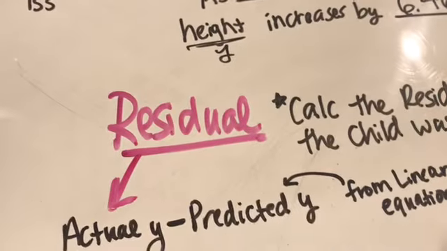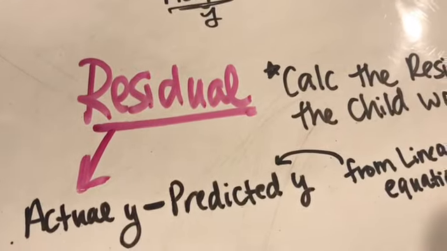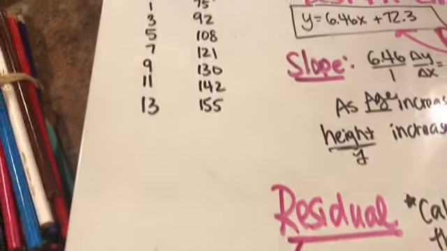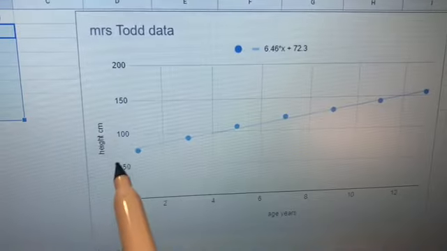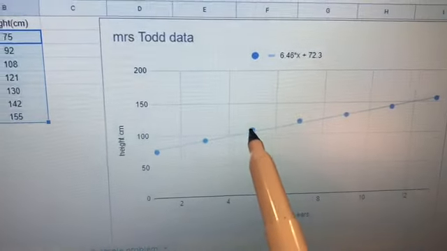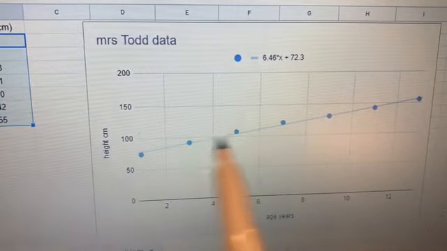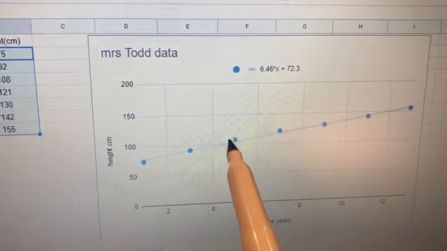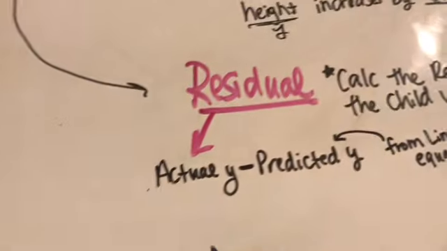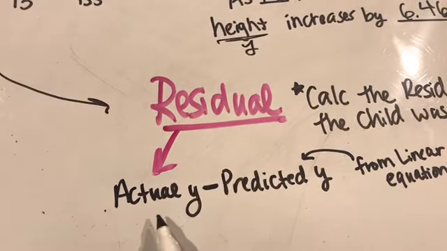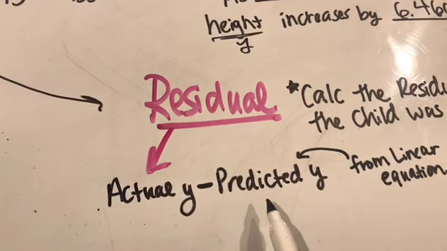Okay, a residual is what's called an error. So we're going to find the residual. Let's find the residual for this child at age 5. Okay, so if I look on my scatter plot, here's age 1, age 3, age 5. See how his actual dot is a little bit above the line? The residual is how far that dot is from the line. So the formula for residual is the actual value of y minus the predicted value of y.